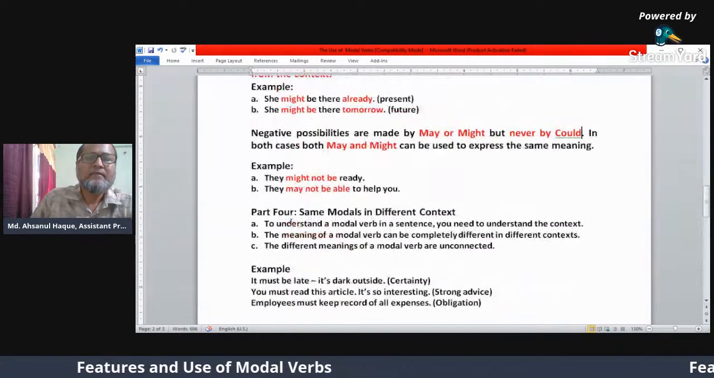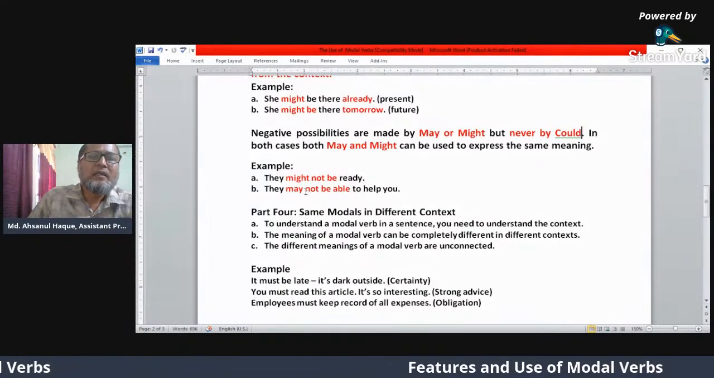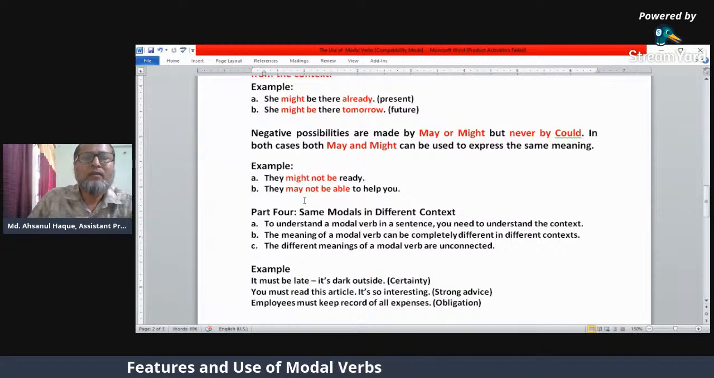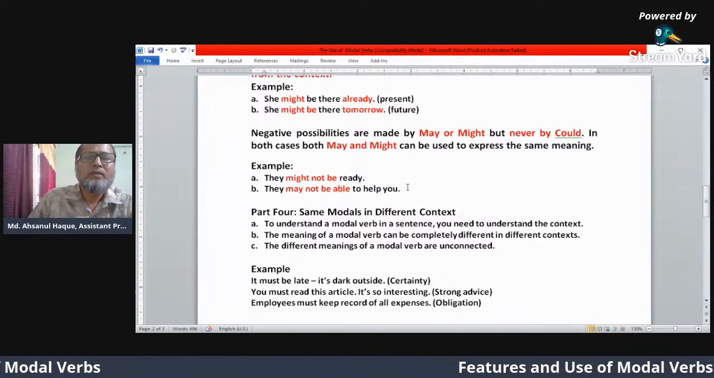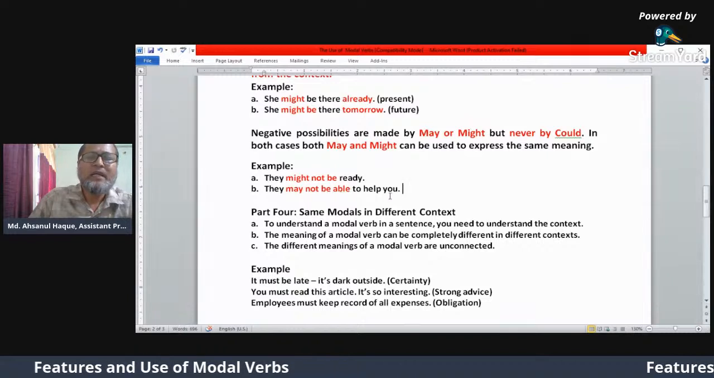You see here, they might not be ready. They may not be able to help you. But we cannot say they could not be ready. They could not be able to help you. We can't say so.